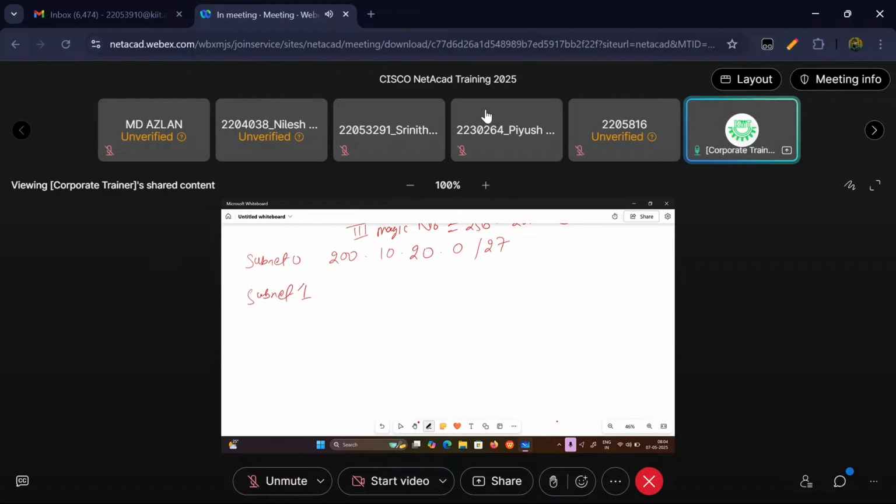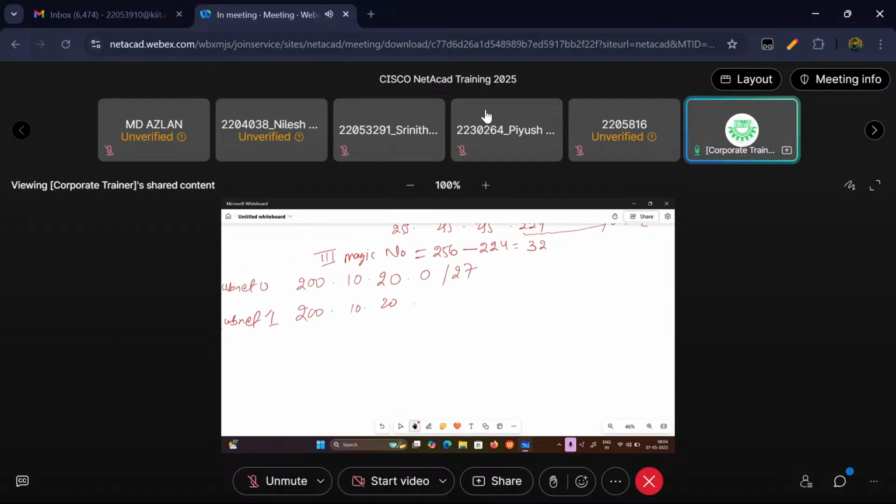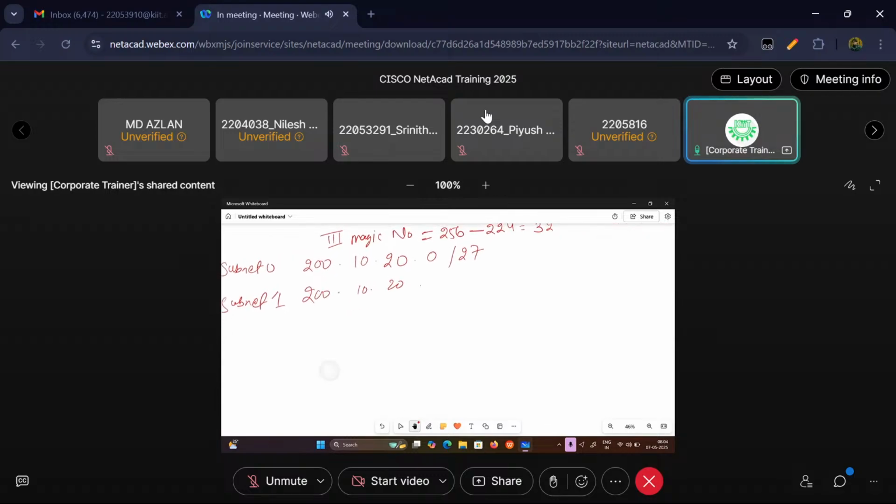Remember this, guys. So for subnet 1, the IP will be 200.10.20. Now just wait here. Whatever block size you got, what is your magic number? 32, right? So 32 is your block size. This 32 you have to add to the previous network ID. Suppose in the previous network ID I have 0, so I add 0 plus 32. What I'll get? 32.